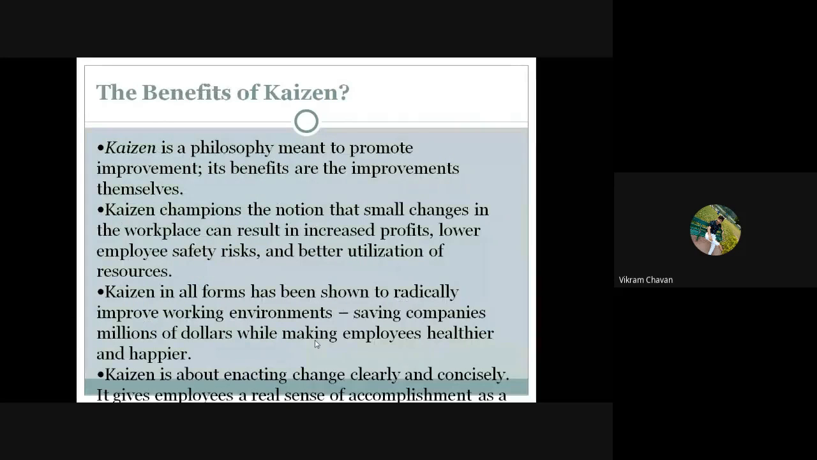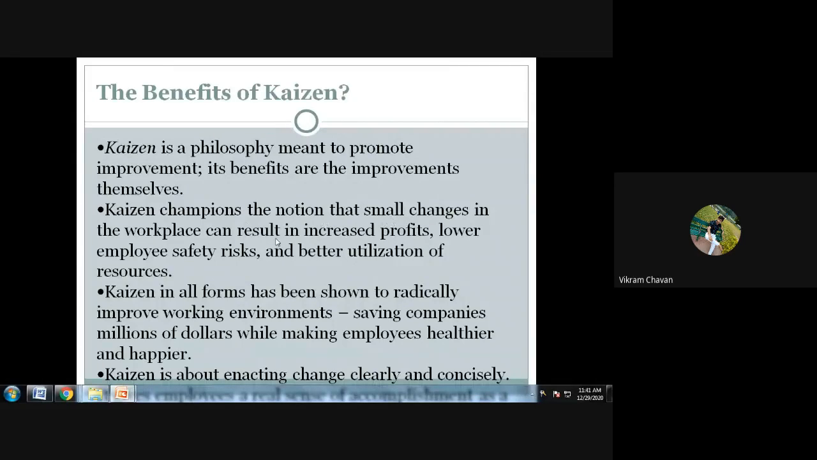So the benefits of Kaizen. Kaizen is a philosophy meant to promote improvements. Its benefits are the improvements themselves. Kaizen champions the notion that small changes in the workplace can result in increased profits, lower employee safety risk, and better utilization of resources. Kaizen in all forms has been shown to radically improve the working environment, saving companies millions of dollars while making employees healthier and happier. Kaizen is about enacting change clearly and concisely.